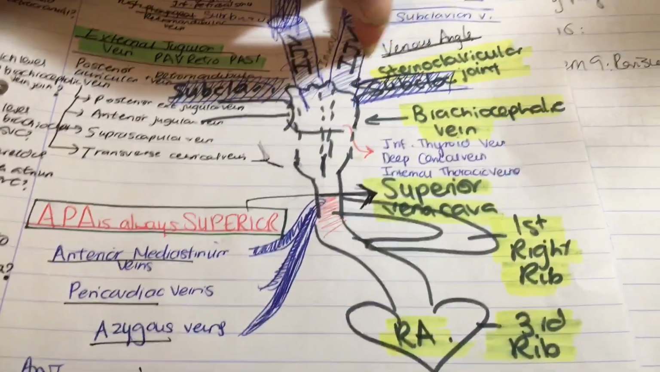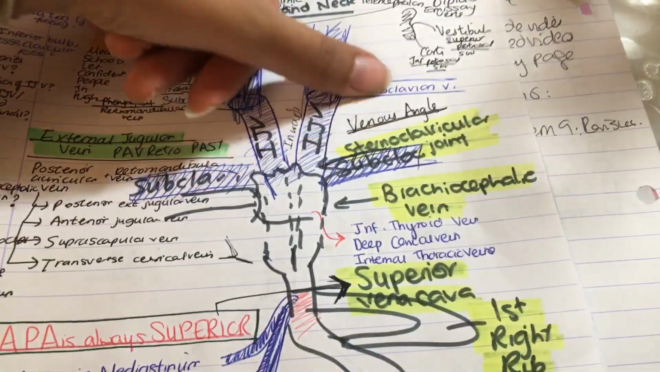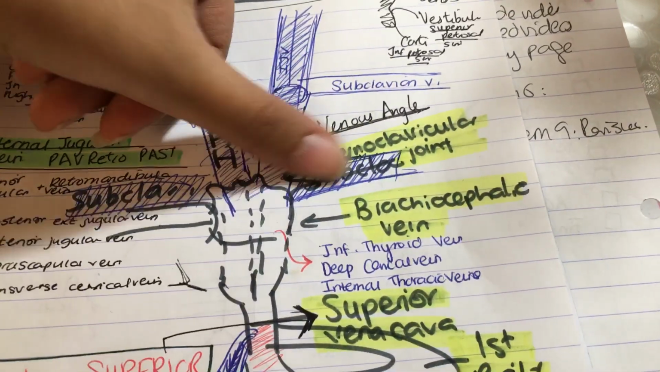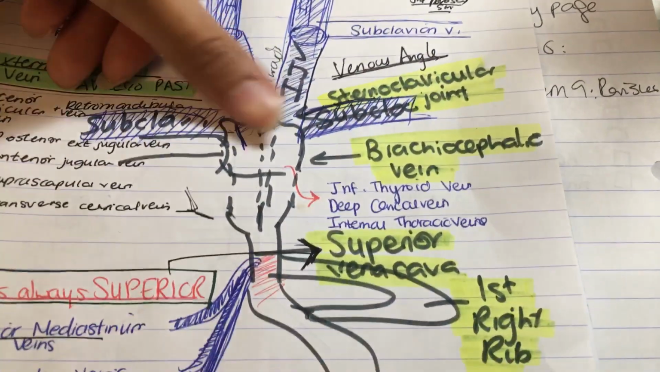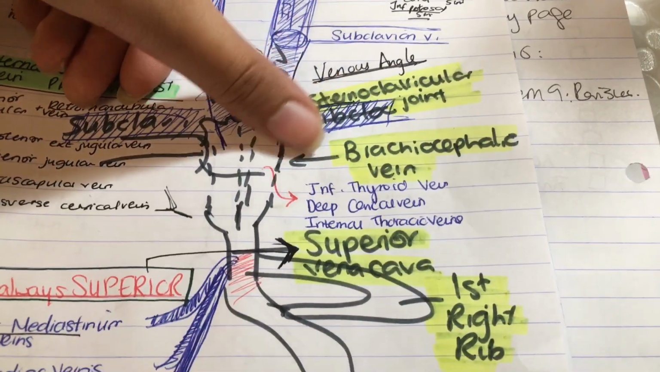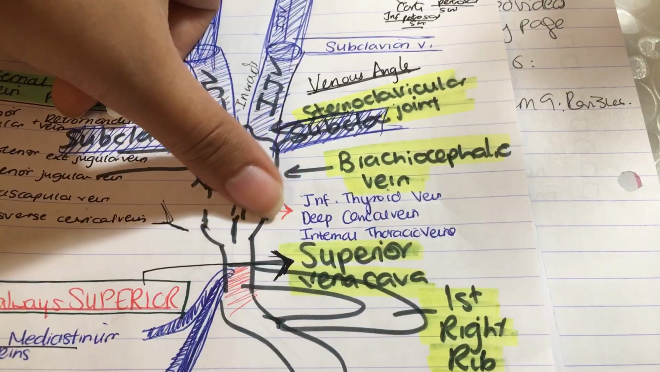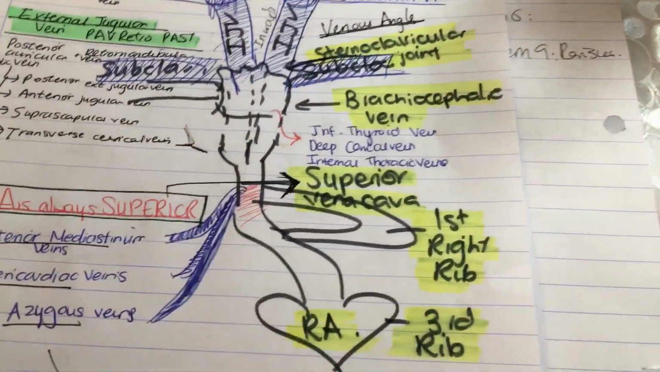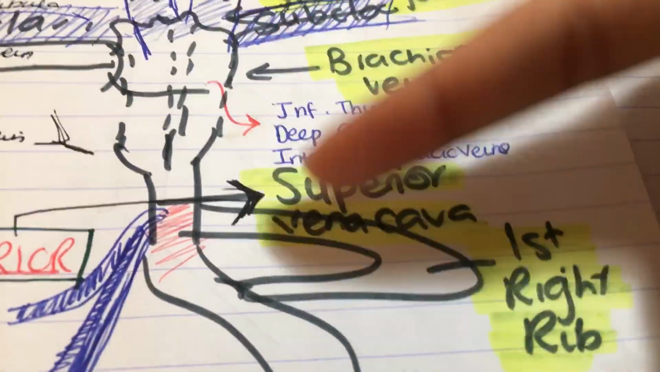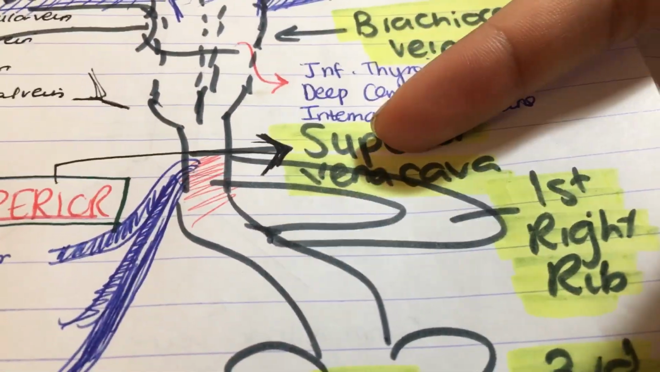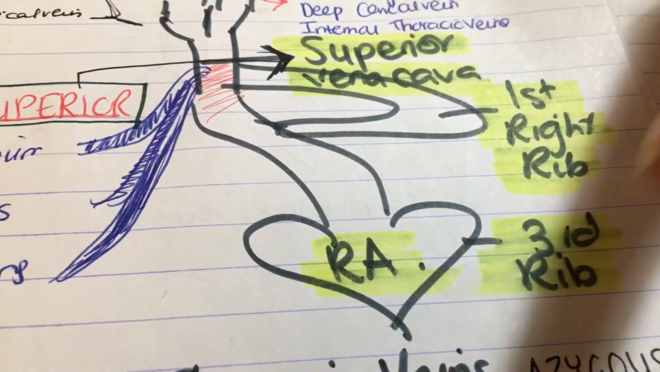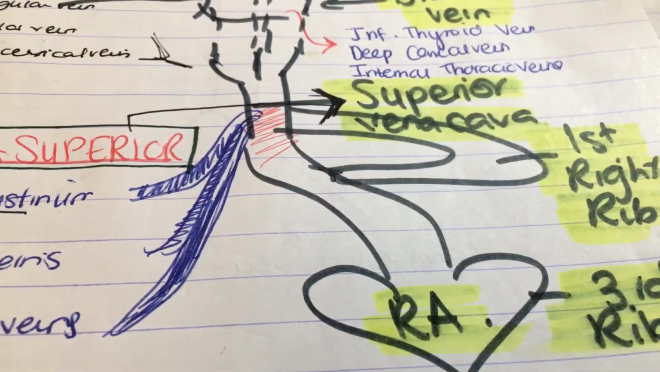The internal jugular vein and the subclavian vein join at the sternoclavicular joints. This would be the clavicle, this is the sternum, so this happens at the sternoclavicular joint. Then underneath that, the brachiocephalic vein goes into the superior vena cava at the first right rib. And then the superior vena cava goes into the right atrium of the heart at the level of the third rib. Those are all important to know.